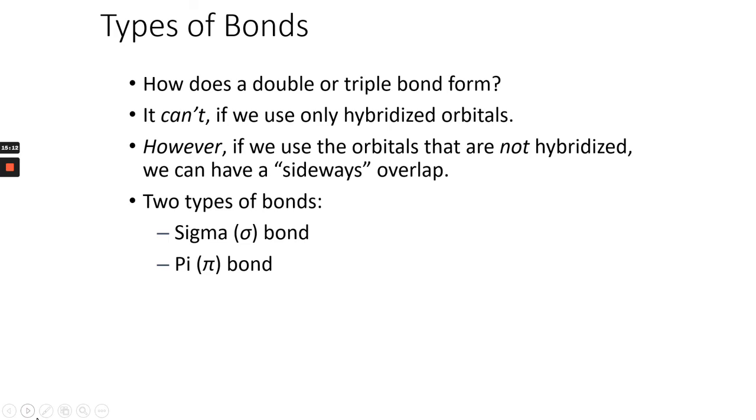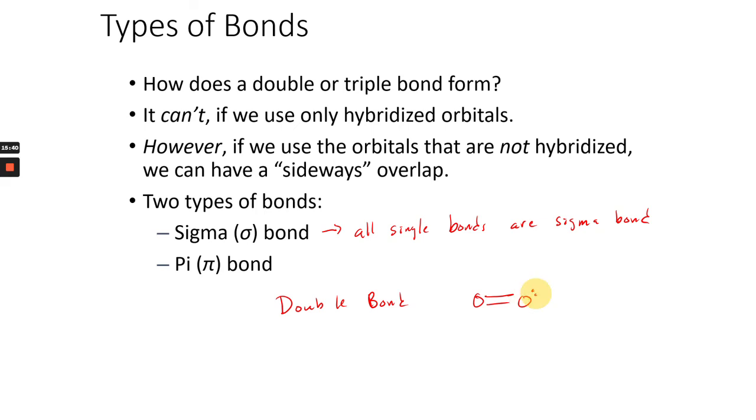So the type of bonds. So we mentioned a sigma bond, but there is something else called a pi bond. Okay? So when we have a single bond, all single bonds are sigma bonds. Okay? Now in a double bond, let's take oxygen for example. You have a sigma and you have a pi bond. So in double bonds you have one sigma and one pi.